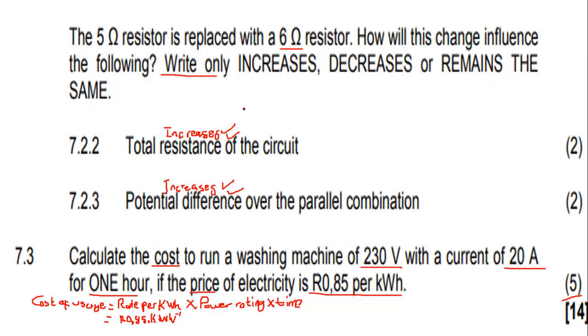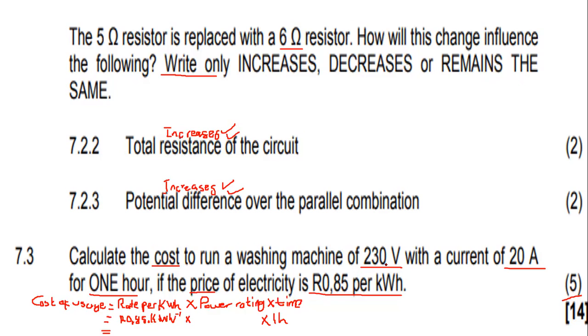We'll multiply that by the power rating. And do we have the power rating? No, we don't. So we need to calculate the power rating. But do we have the time? Yes. And the time, they told me that we'll be running that washing machine for 1 hour. So it will simply be 1H. So I can see there that the only thing that I'm left with is to calculate the power rating. Then I will be able to get the cost of usage, the cost of running that machine.